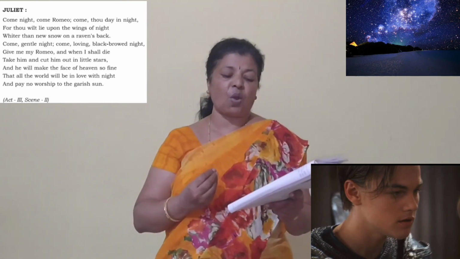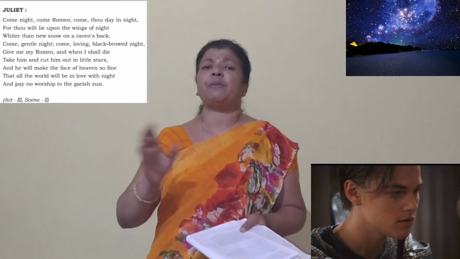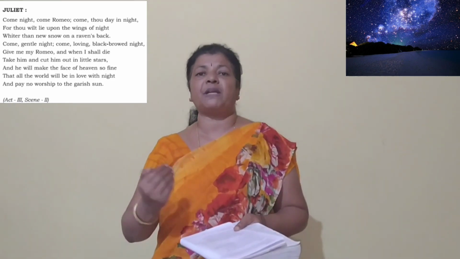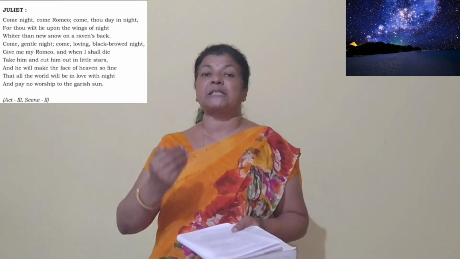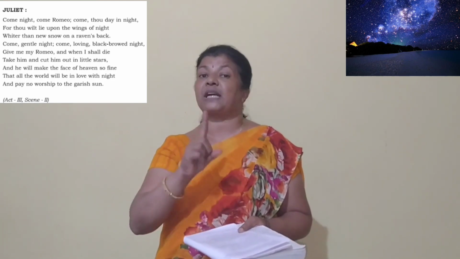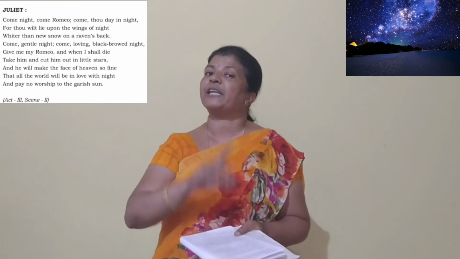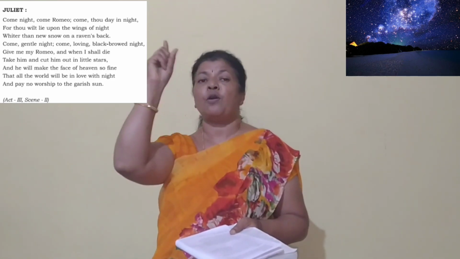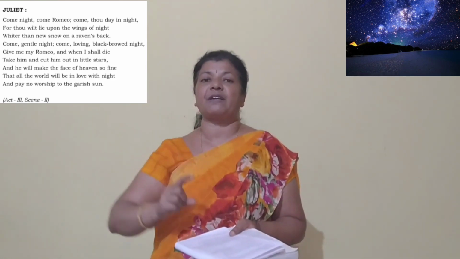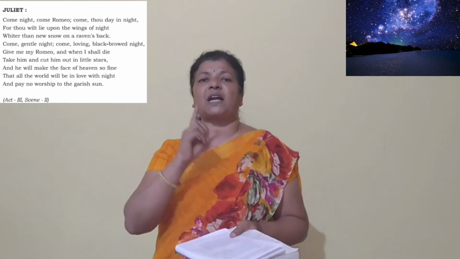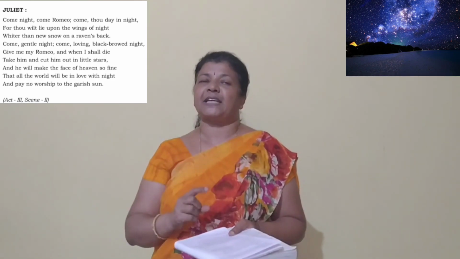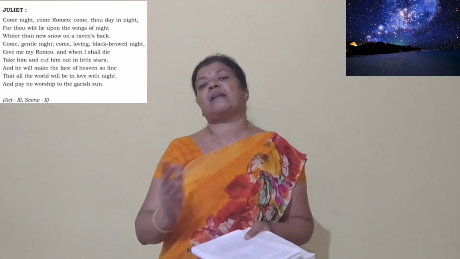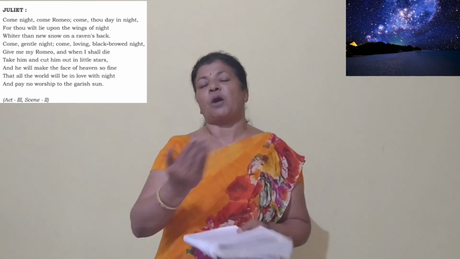"And pay no worship to the garish sun." Early in the morning, the sun is considered to be God. We worship the sun. But after Romeo is cut into little stars, people will forget the bright sun and start loving the night, because Romeo will be making the sky very, very fine. So everybody will start liking the night and not the day. So this is how Romeo and Juliet express their implicit love for each other.